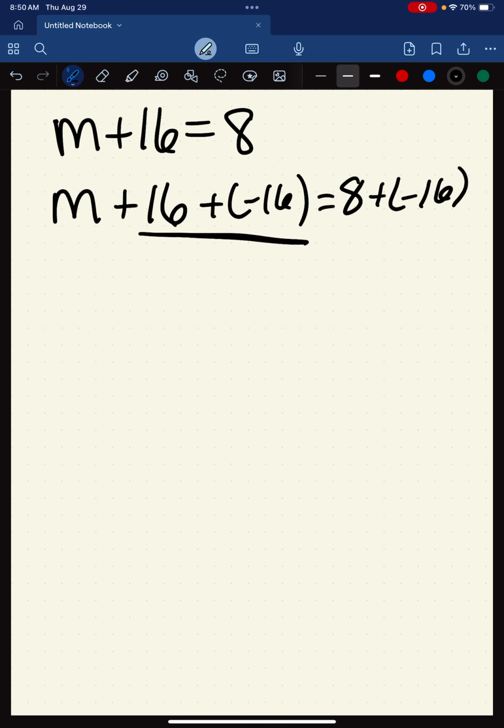But now we have 16 plus negative 16. Those cancel out to 0. So we're left with m on the left side. On the right side, we're left with 8 plus negative 16.